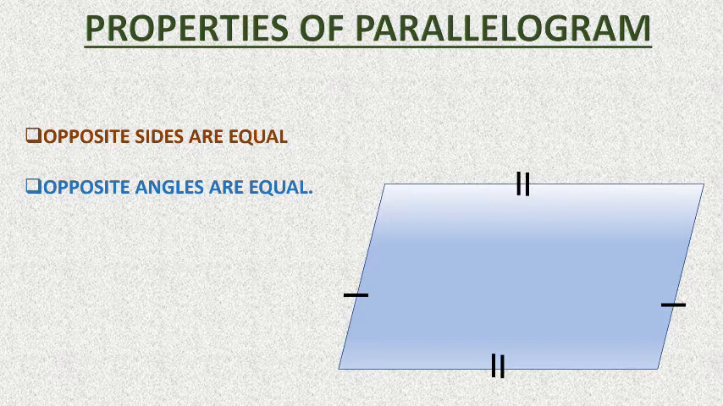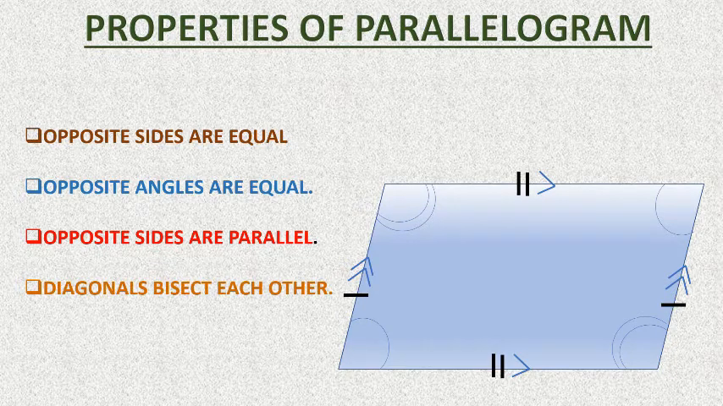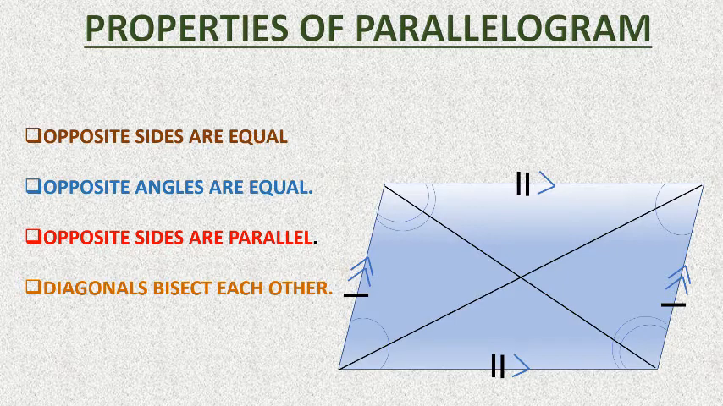In this tilted figure, a parallelogram, only opposite angles are equal. Means if this is of 110 degree, then this will also be of 110 degree. And if this angle is of 40 degree, then the other one is also of 40 degree. And opposite sides are parallel, which is the same as we have read in the previous properties. And diagonals bisect each other, means they divide the length in equal halves.